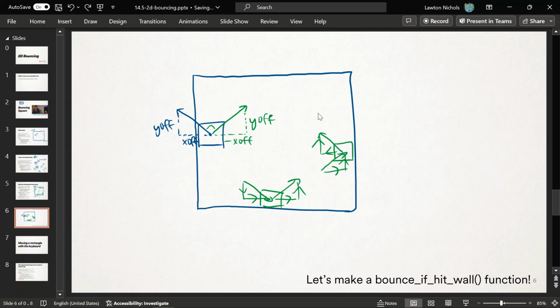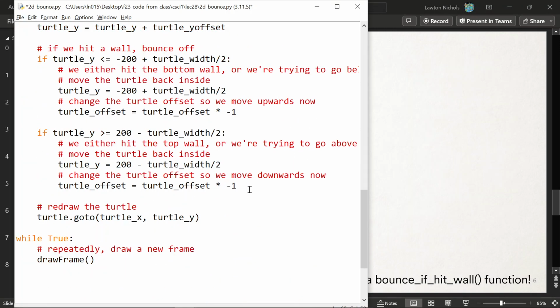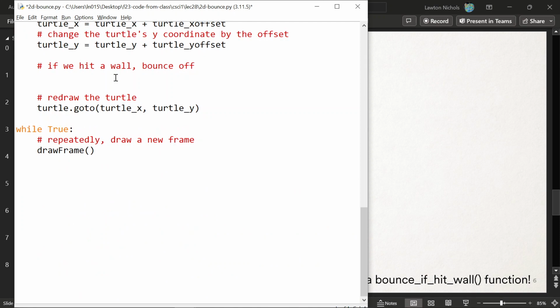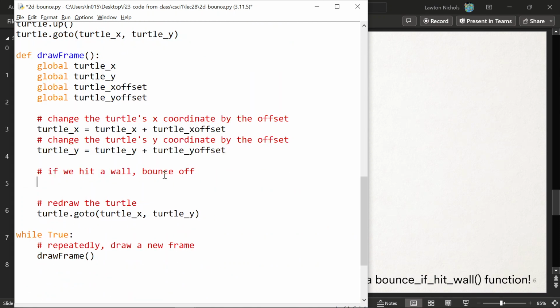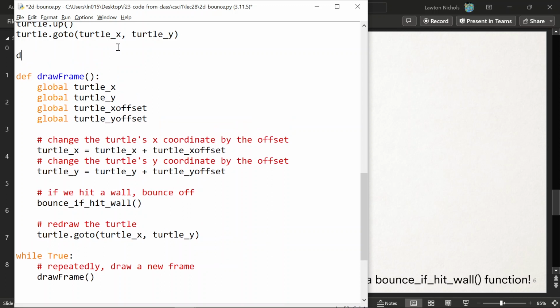So let's package this into a function. It'll be a bit cleaner that way, I think. Let's make a bounce if hit wall function. We'll just steal all this and move it there. It's like, all right, then the draw frame function looks really nice, right? If we hit a wall bounce off, we'll just call the bounce if hit wall function, and that will just deal with that. Isn't that nicer and easier to think about in our minds? Let's do that. Let's go and program that function now. Def bounce if hit wall.